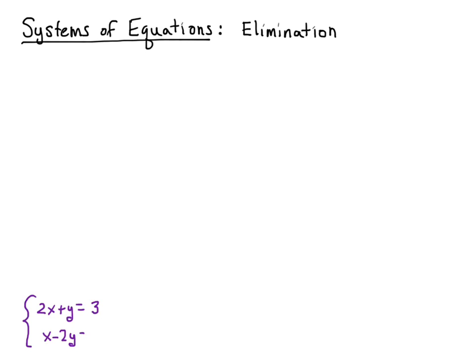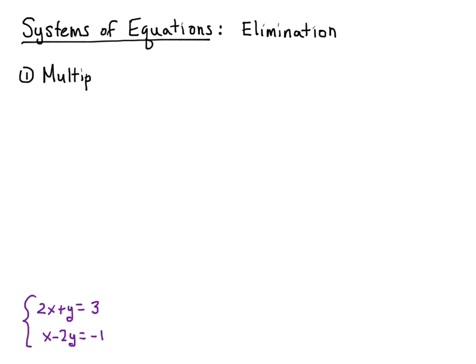So what I'm going to do is take this little example down here, 2x plus y equals 3, and x minus 2y equals negative 1. And I'm going to lay out the steps that we're going to use for elimination and then perform them on the bottom on this example.